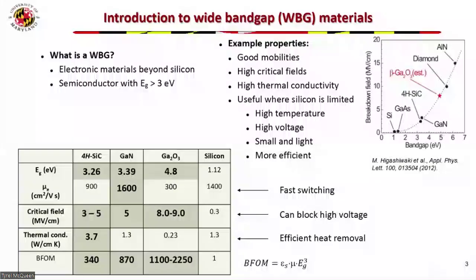So this graph shows the breakdown field as a function of the energy gap. And you can see silicon is right here. So that's why silicon is not really very good for high voltage applications or high power applications. So here's 4H silicon carbide and gallium nitride, and gallium oxide is here as well. This is the beta phase of gallium oxide, which is monoclinic, and aluminum nitride is over here. So these all have very good properties compared to silicon.